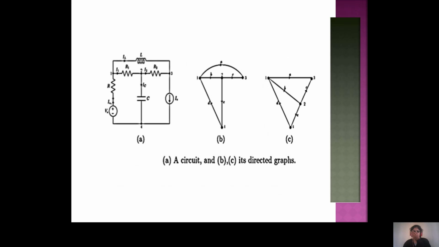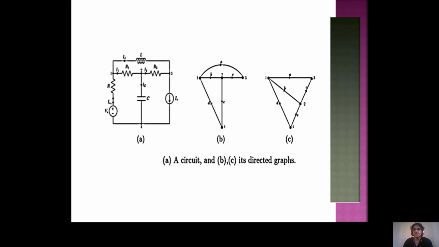Same thing. Here is another simple example. There is one voltage source, three resistors, one capacitor, one current source, and one inductance. So here also there must be four nodes: 1, 2, 3 and 4.